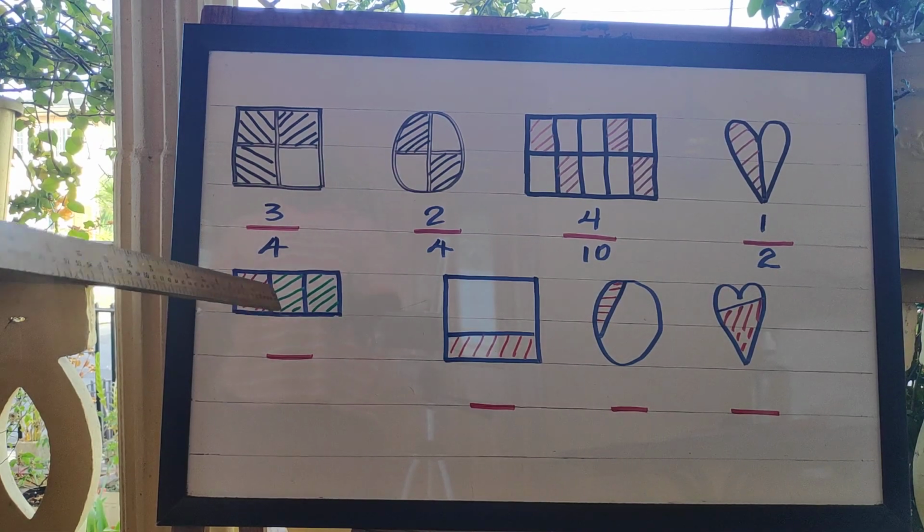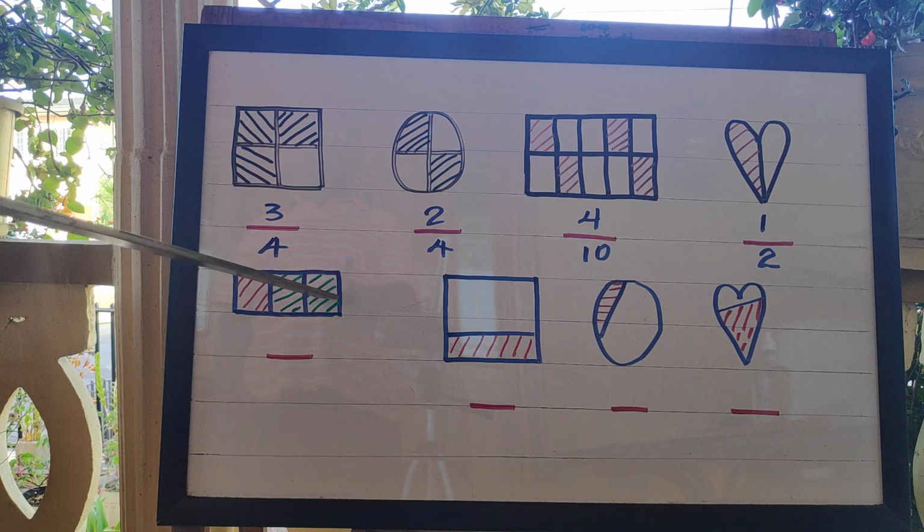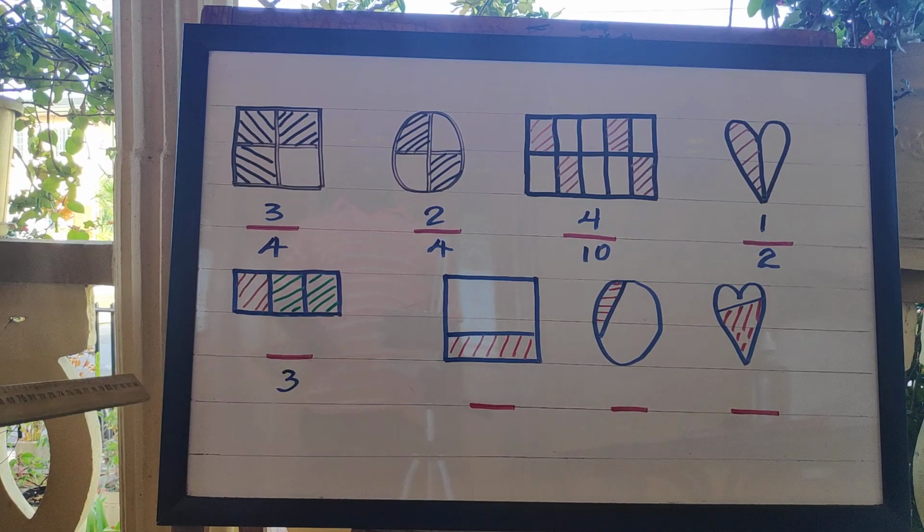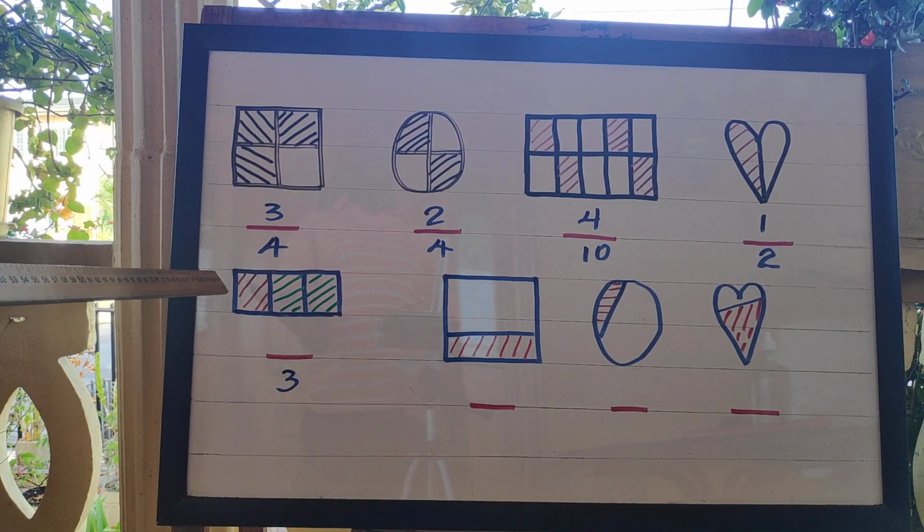Let's look at the next one. We have 1, 2, 3 equal parts. How many parts are selected in red? We have one part.